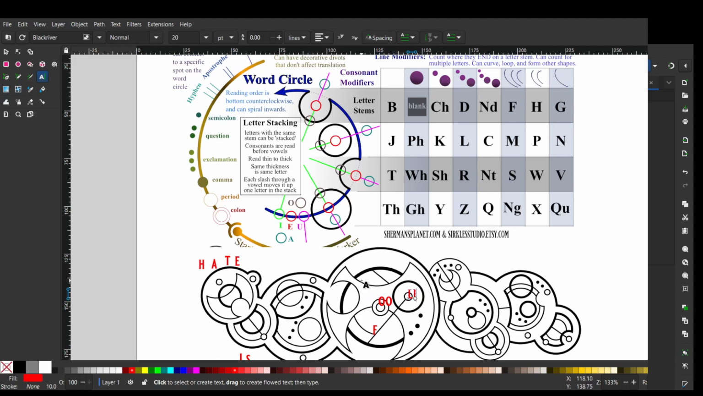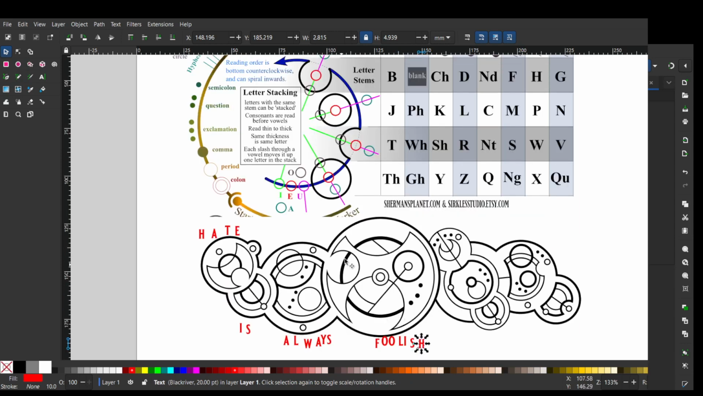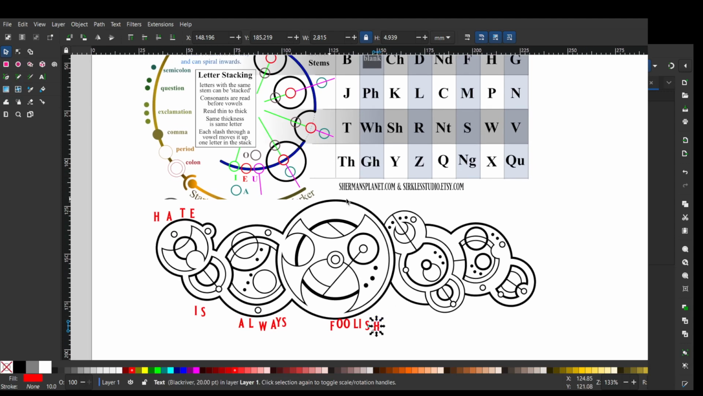And then we have this shallow divot with 1, 2, 3 lines on it, so that would be another S. And then we have another deep divot with 1, 2 lines, so that would be an H. So just like that, H. So then bottom counterclockwise, and consonants are read before vowels, so that's why we have the F before the double O. Then we have the L before the I, and then the S, and then the H, so that's foolish. And I'm really happy with the effect of this kind of background circle I made with the divot stems and the lines on them. So that would be foolish.